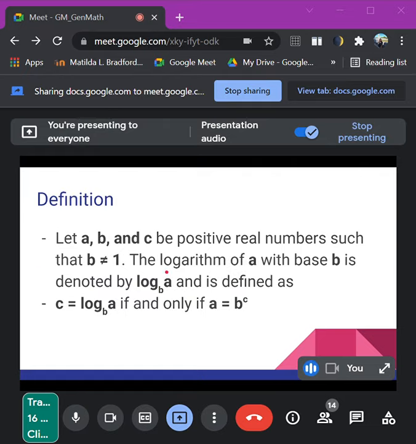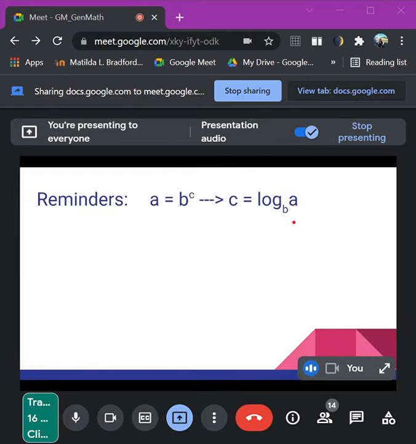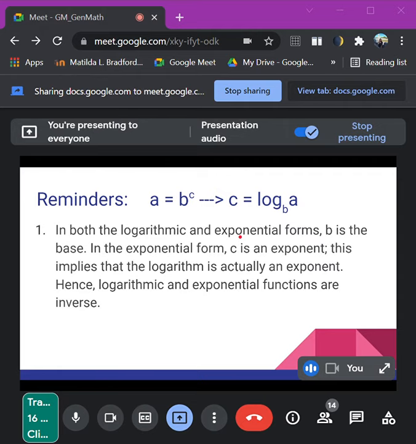So here, class, in our logarithmic function, we have to remind that A is equal to B raised to the power of C is the same as C is equal to the log of base B of A. So here are some reminders. In both the logarithmic and exponential forms, B is the base.